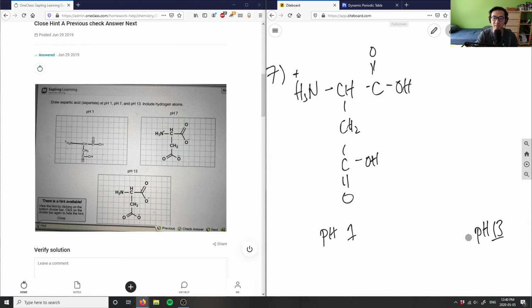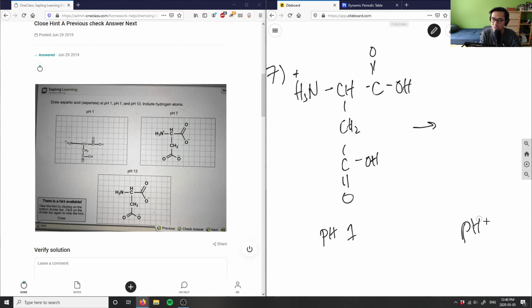And then at 13, it's going to deprotonate H3N here. So it really depends. I basically would need a chart for aspartic acid in order for me to solve this question, to see where the pKa's are, and to see the structures here. So again, very much a biochemistry question that I'm not as familiar with. So I'm sorry about that.